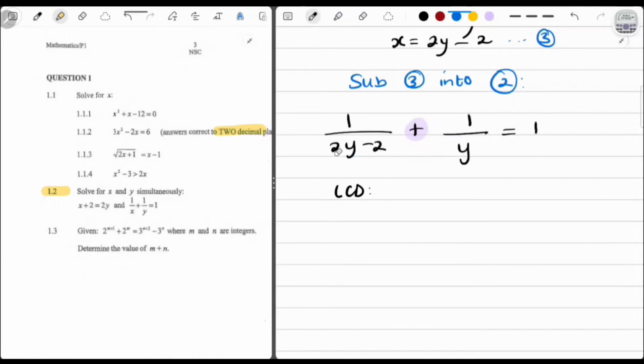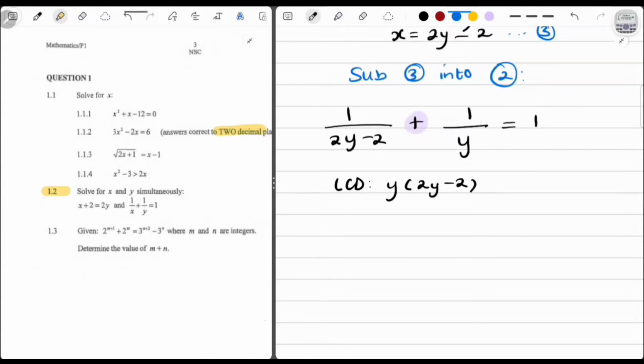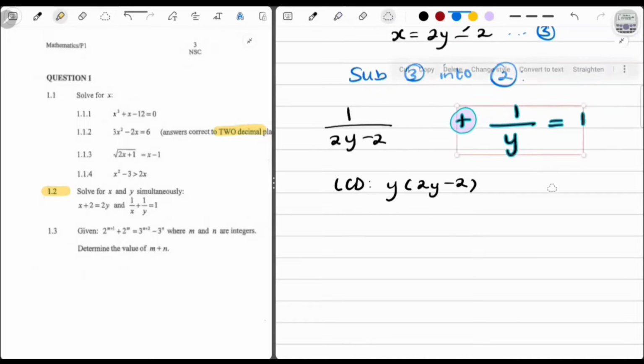Now, because you have 2y minus 2 and you have a y, your LCD has to be y multiplied by 2y minus 2. And let me not complicate it by saying LCD and all that. All you're trying to do is make the denominators the same. And so to make the denominators the same, the common denominator must be this. And really, I'll just show you in slow motion what I'm trying to do.